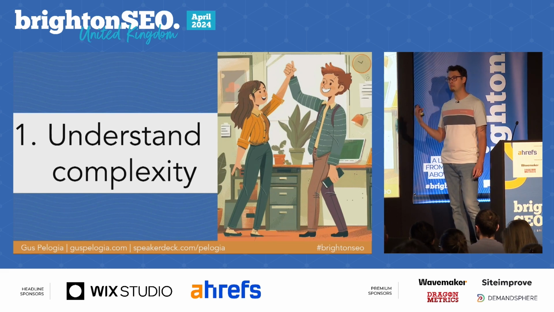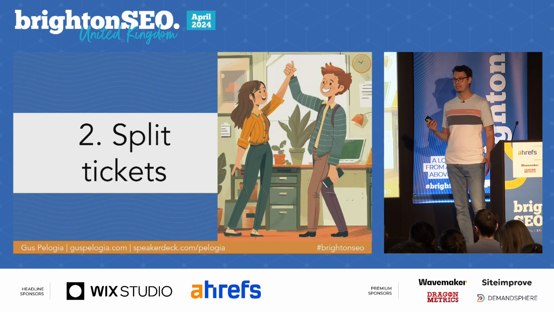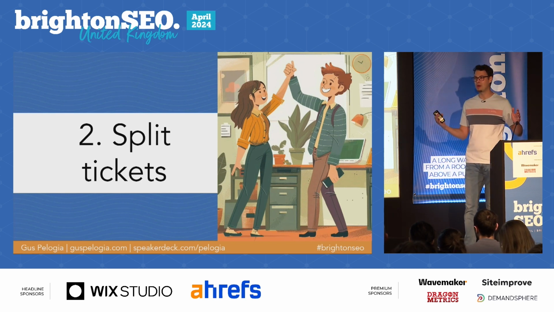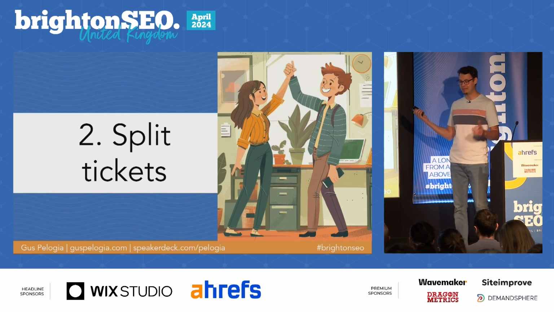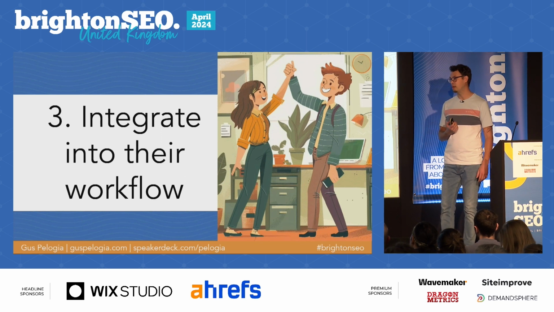Now, just to wrap it up, always understand the complexity. Tickets are not as simple as we think. Once you get closer to your devs, you understand how difficult some things are. Split the tickets. Author pages are actually 5 or 6 tickets and not just one, as sometimes we might think. And integrate into their workflow. Talk with them as much as you can.